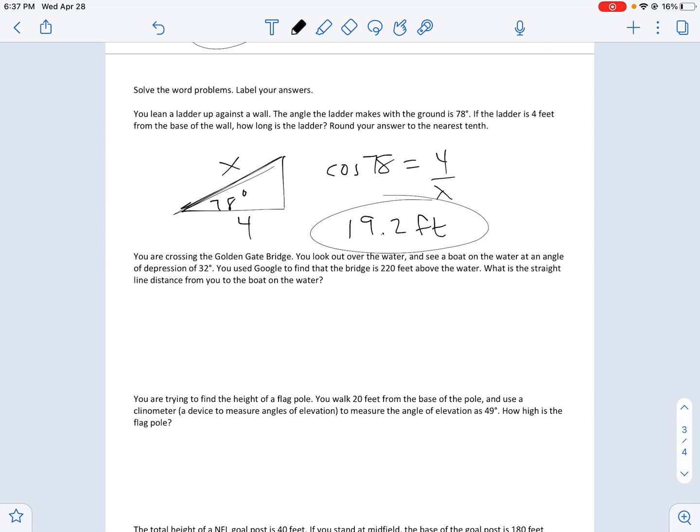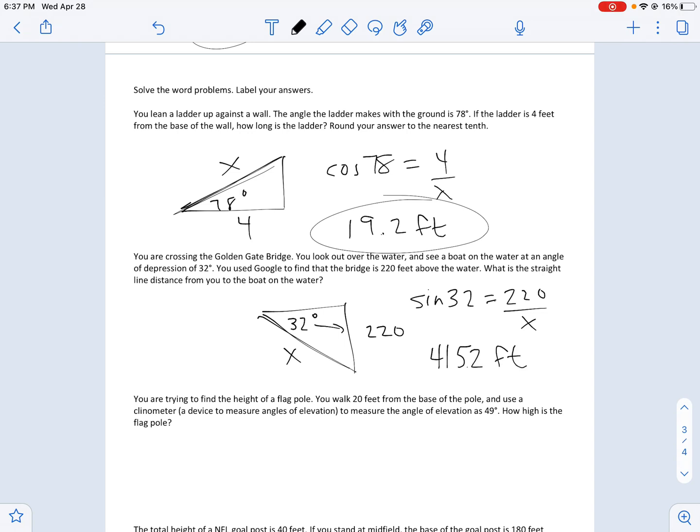You're crossing the Golden Gate Bridge. You look over the water and you see a boat on the water at an angle of depression of 32 degrees. You use Google to find that the bridge is 220 feet above the water. What is the straight line distance? All right, this time it's opposite over hypotenuse. So we get sine 32 equals opposite over hypotenuse. So here we go. Cross multiply, put it into your calculator, and our answer is 415.2 feet.